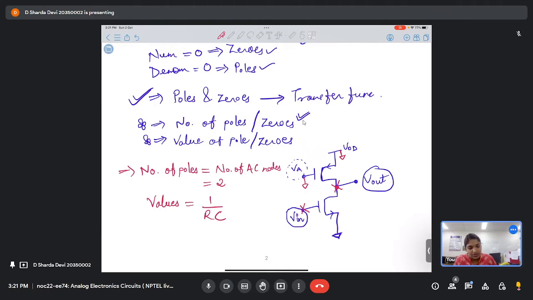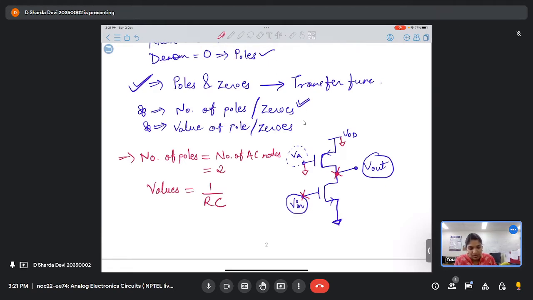So when we talk about this input node at Vn, what happens? Your R is infinite, right? At Vn, R is infinite, which makes your pole to infinity, right? So we generally neglect this pole that is at input, which is at the gate terminal. Because of its presence at gate terminal, we generally ignore this pole.